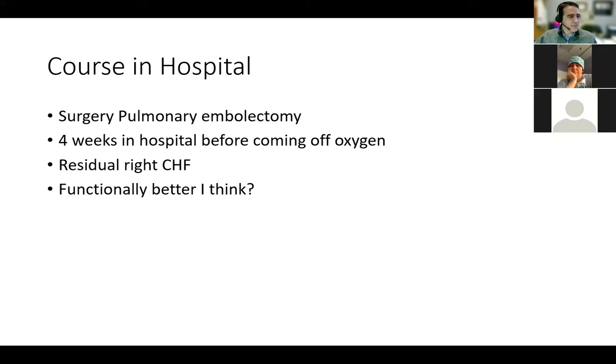I think she was short of breath at rest on lots of oxygen in bed. She clearly went from someone who was able to do everything to nothing. So I think we've improved things, but I'm surprised at how much residual disease, which makes you think perhaps of a chronicity here that we missed. So that's case number 2.